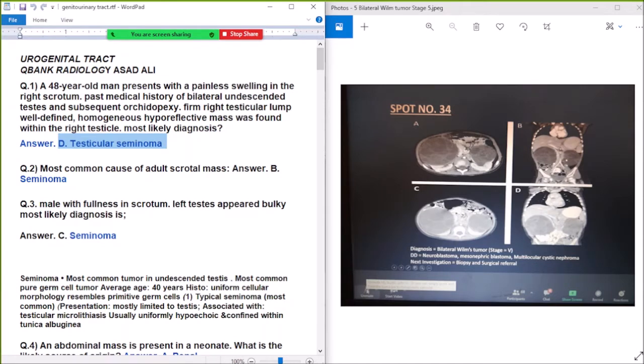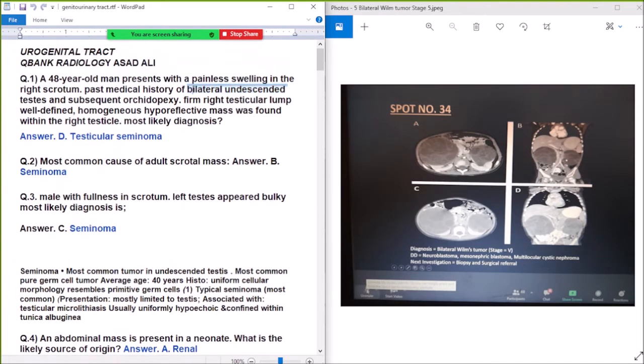The hint is that there is a painless swelling in the right scrotum and past history of bilateral undescended testes. Remember, undescended testes are related with testicular seminoma. Remember, the most common cause of adult scrotal mass is seminoma.